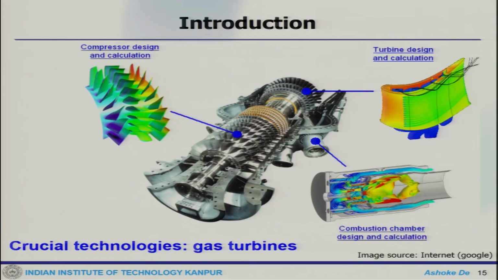Now, again coming back to the example of gas turbine units. This is a cut section of a gas turbine unit. Why do we keep coming back to gas turbine units? Because this is one of the crucial technologies. There are so many components and units connected together, and one can imagine that the engine is the only element that actually allows that big airplane to fly.